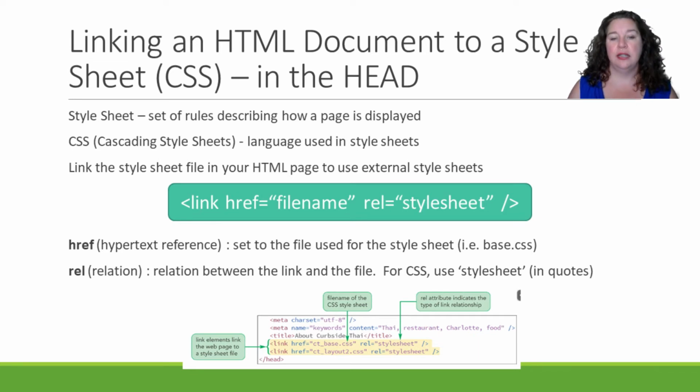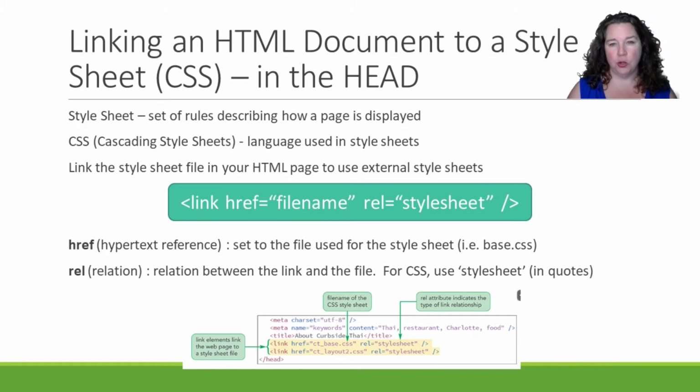This text, link, href, file name, relation, style sheet, is going to be the reference that you're going to be writing in every style sheet link that you're going to do. So we need to know what the name of the file is where you're storing that style sheet, and we need to know what type of file it is. You don't have to link just style sheets. You can link a lot of different things. In this case, we're linking a style sheet. So we give it a relation, which is the relationship between the link and the file, and we call it a style sheet.